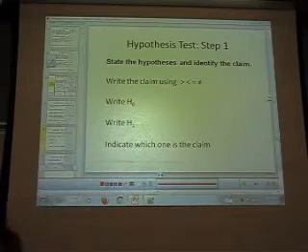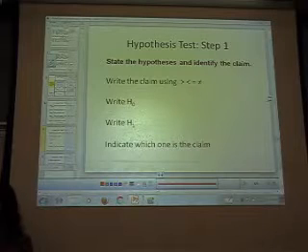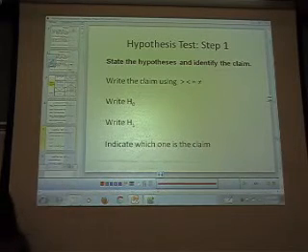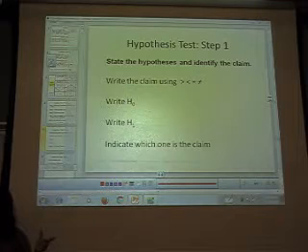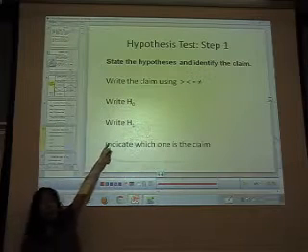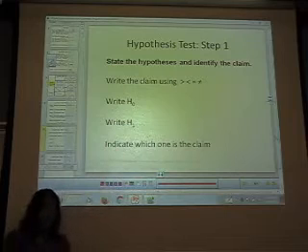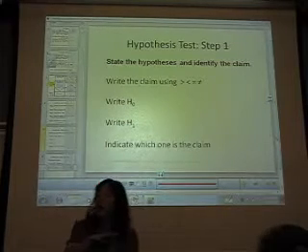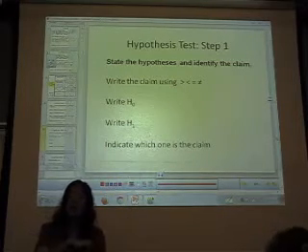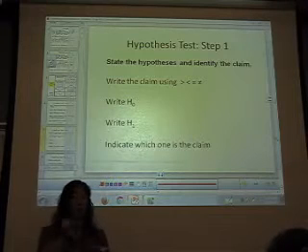If your claim is equals, then H1 is your claim... If your claim is not equals, then you need to make H1 your claim. Good? Again, the only time that your claim is H naught is when your claim is equals.